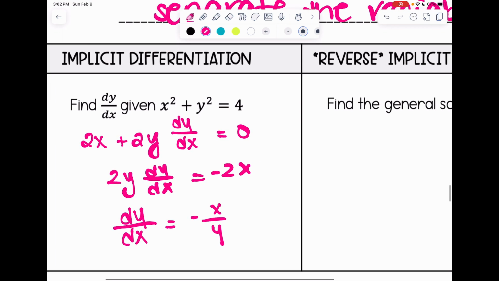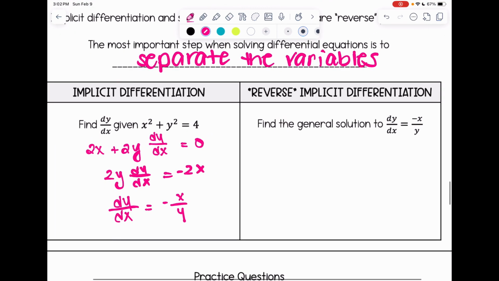Now let's talk about how do we reverse this. So if we are doing the reverse of implicit differentiation, we're essentially integrating and we're trying to figure out an original equation that would satisfy the differential equation. Now, with this being said, since we are only doing general solutions in this video, we cannot get an exact match. So if you notice over on the left here, we had equals 4. We will not be able to determine equals 4, but we could figure out that it is equal to some constant.